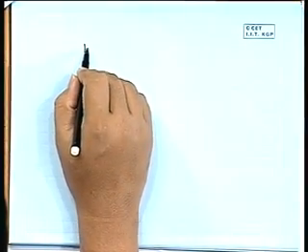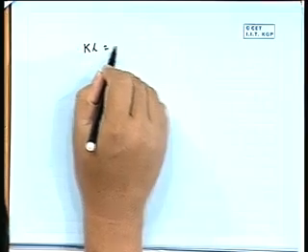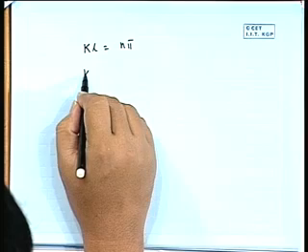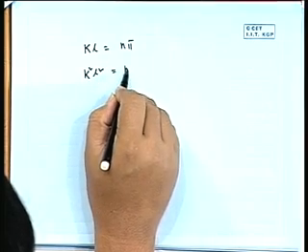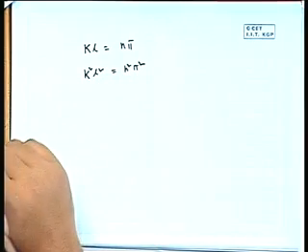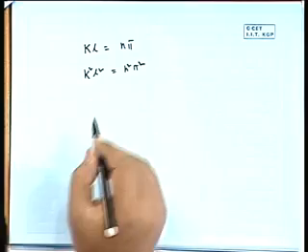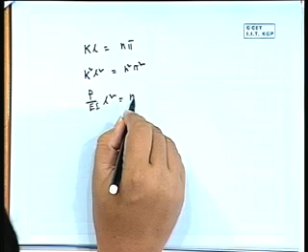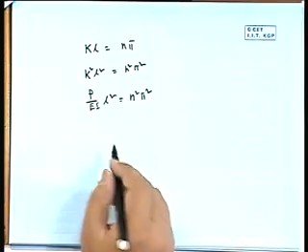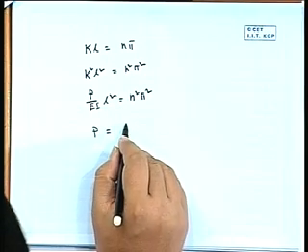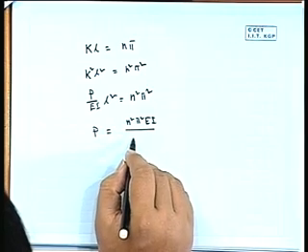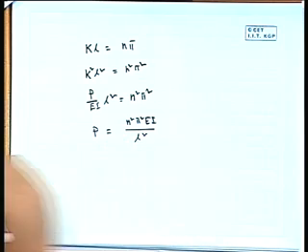Now if we write KL equal to n pi, what is KL? If we take the square of that, it will be k square L square equal to n square pi square. What is k square? P by EI. So we can write P equal to n square pi square EI divided by L square.